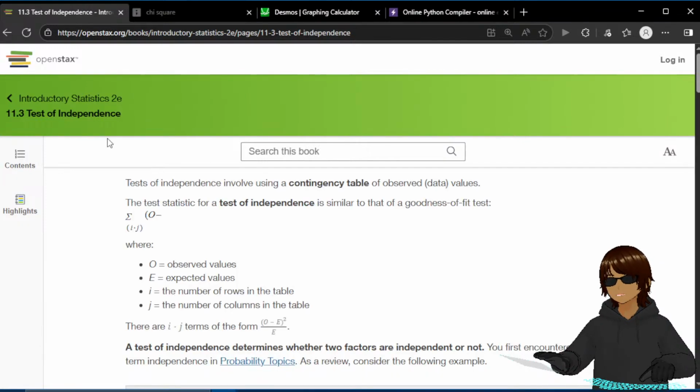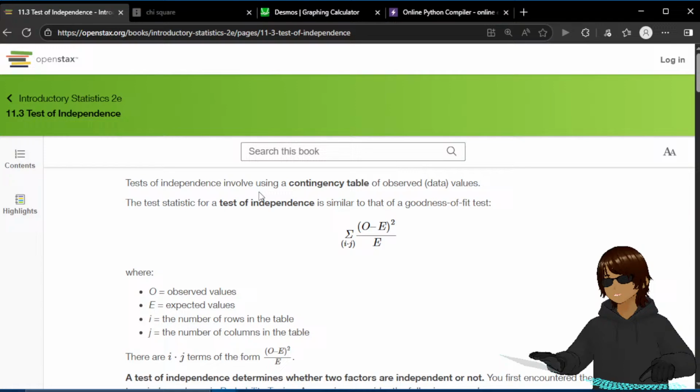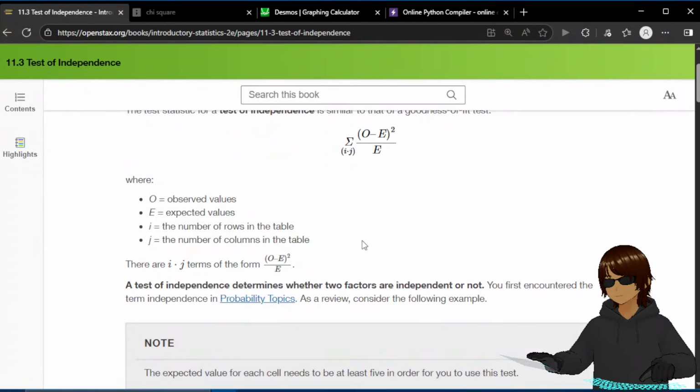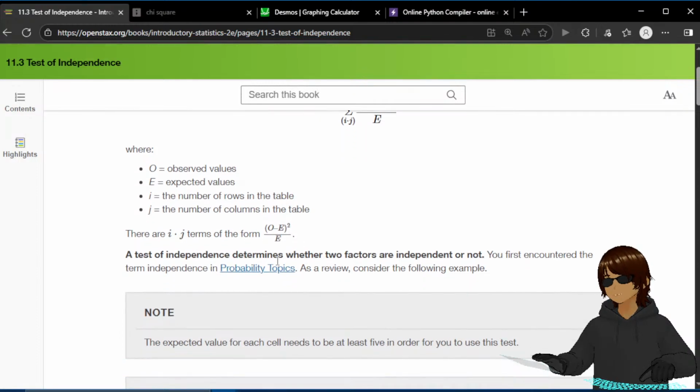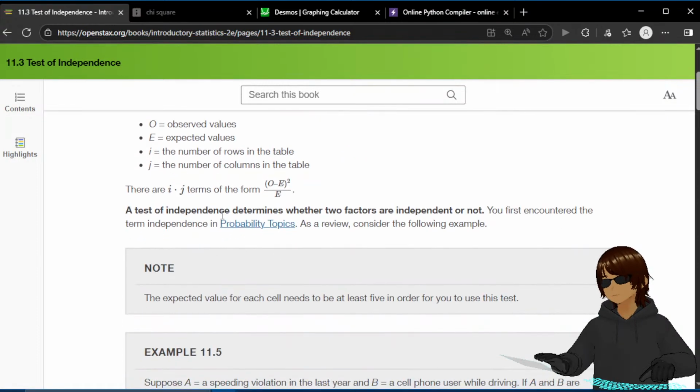Test of independence. Test of independence involves using a contingency table of observed values. The test statistic for test of independence is similar to that of goodness of fit test. Observed values, expected values, the number of rows in the table, the number of columns in the table. There are i times j terms of this form. A test of independence determines whether two factors are independent or not. You first encountered the test of independence in the probability topic.